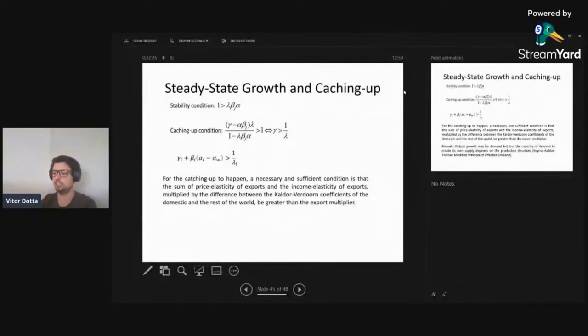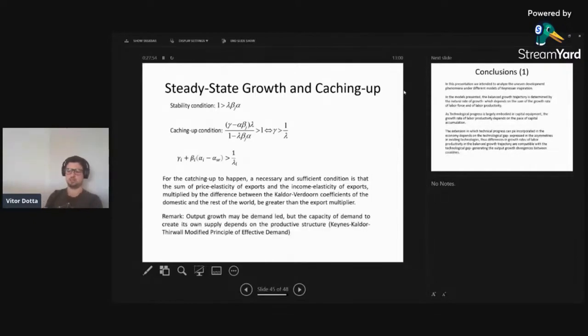The stability condition, the catching up condition: for the catching up to happen, a necessary and sufficient condition is that the sum of the price elasticity of exports and the income elasticity of exports, multiplied by the difference between the Kaldor-Verdoorn law coefficients of the rest of the world and of the domestic economy, be greater than the export multiplier.